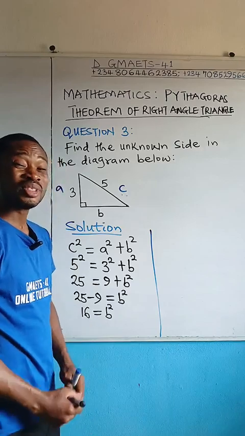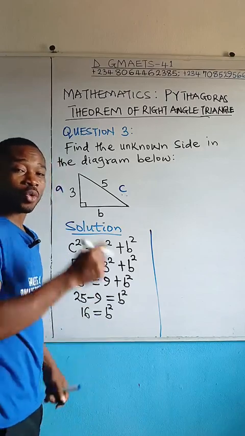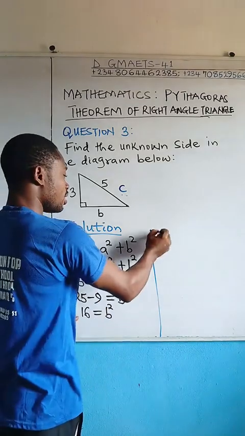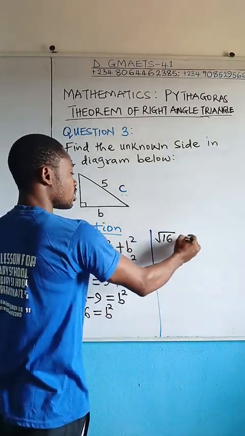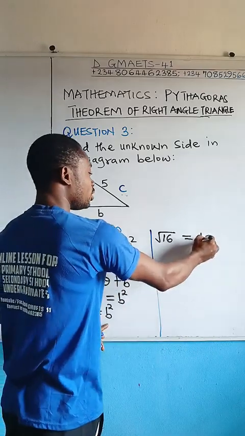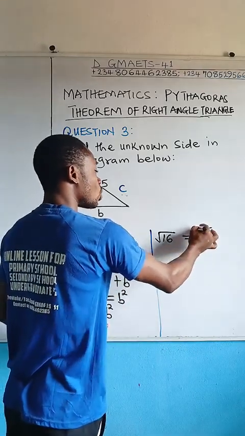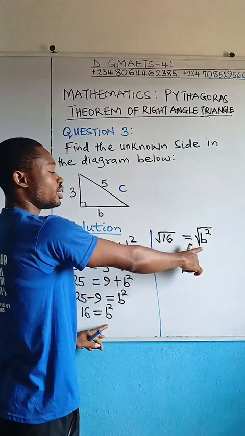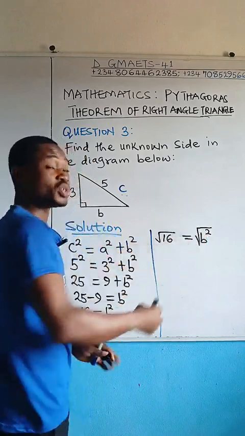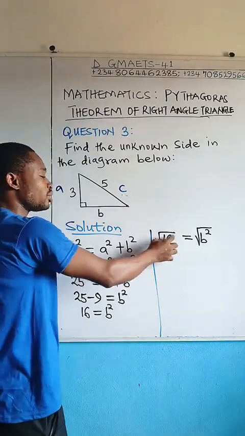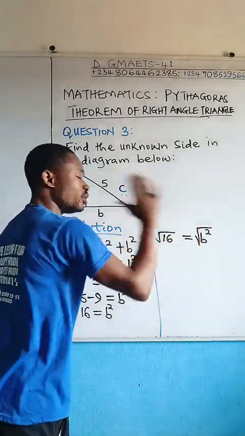So to remove the square, you take the square root. You take what? Square root. So I'll come here and then do square root of 16 equal to the square root of B squared. You have B squared, you take the square root. But this is a waste of time showing it. Square root will always remove the square. Are you following? So I could have just written square root of 16 equal to B.